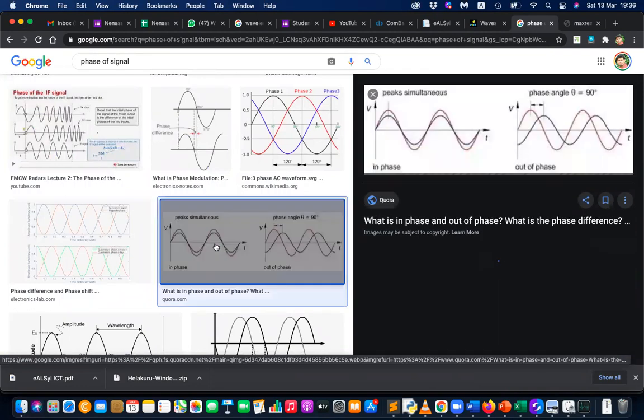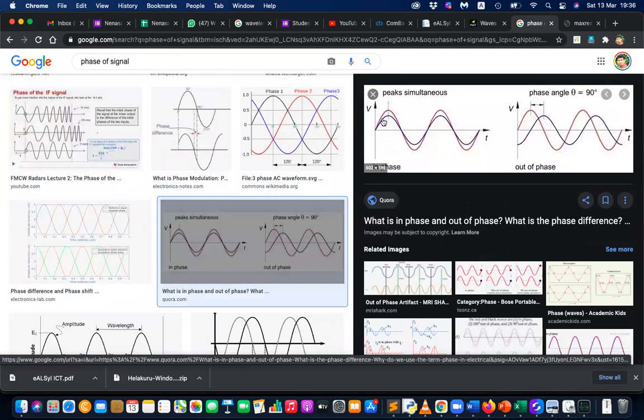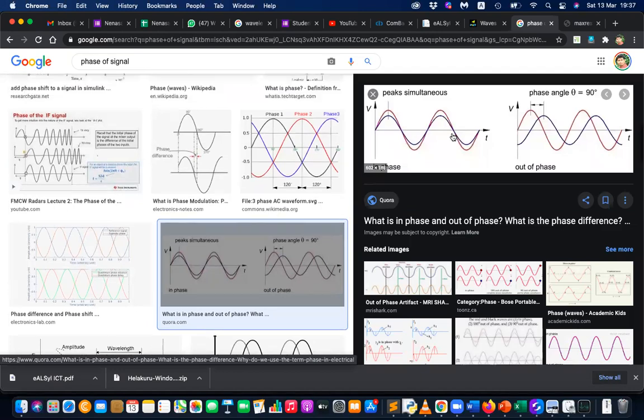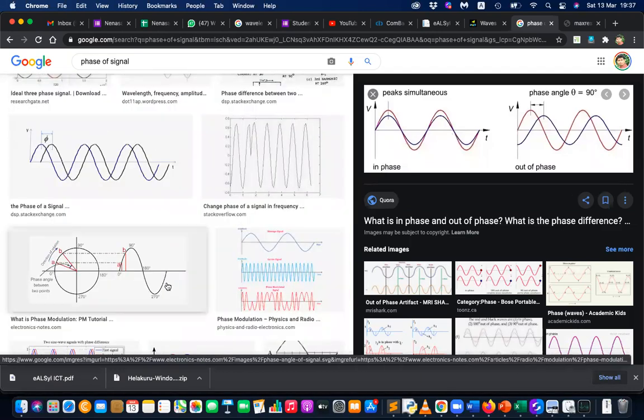Here you can see, is there any phase difference in these first two signals? Or same phase? Same phase. But here you can see there's a phase difference because there's a gap. That gap is 90. Okay, out of phase. So the first is called in phase. The second one is called out of phase, and that is what we explained here.